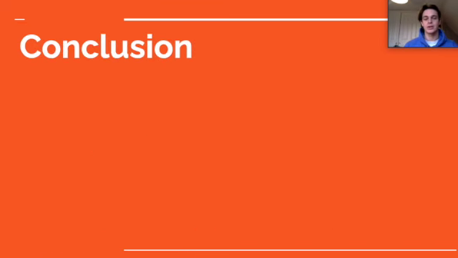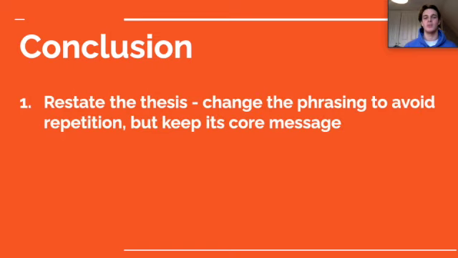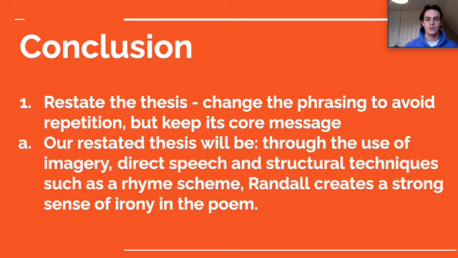Then finally, on to the conclusion, okay? So this comes at the end of our essay, obviously, and the first thing we need to do is to restate our thesis, okay? Now, we don't want to rewrite it again word for word, but we do want to keep its core message and reinforce what 3 factors, what 3 topics have helped the author really communicate the message of the poem. So, our restated thesis for this could be, through the use of imagery, direct speech and structural techniques such as rhyme scheme, and use of the mother and daughter's relationship, Randall creates a strong sense of irony in the poem.